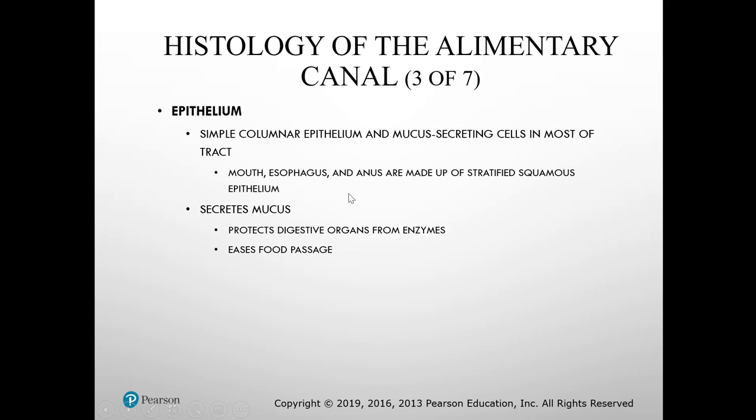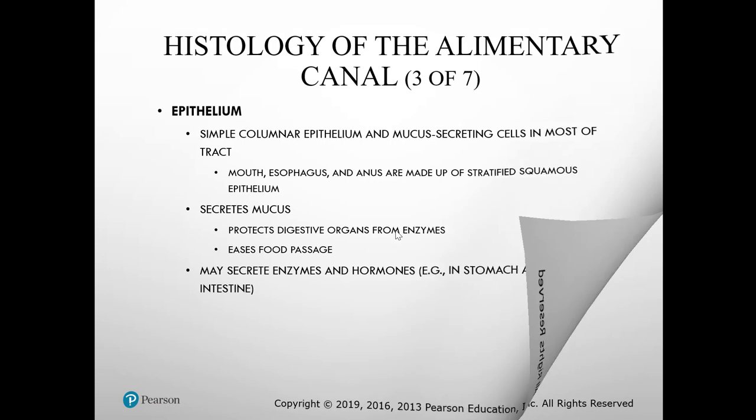So they all will be non-keratinized, and therefore they need to be constantly wet. And on some areas, they secrete mucus. They protect the digestive organs from enzymes, and the mucus would pretty much ease the passage of food right through the tract. Now, they may secrete enzymes and hormones. For instance, your stomach secretes the gastric juice, and your small intestine has the intestinal juices in order to continue with the unfinished digestion in the stomach.